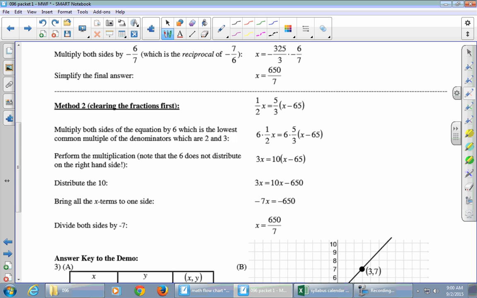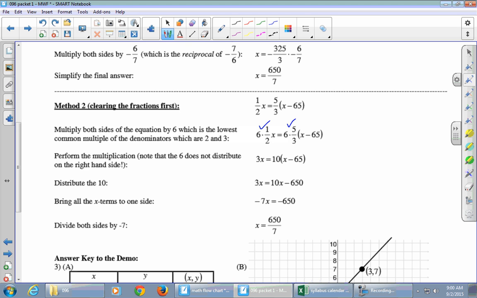How about we decide that we want to avoid all of the messiness of those fractions by getting rid of the fractions from the beginning? What number do 2 and 3 both go into? Smallest number they both go into is 6. So how about we multiply both sides by 6? You can see it here. Everything else is copied except for a times 6 in the front on both sides.